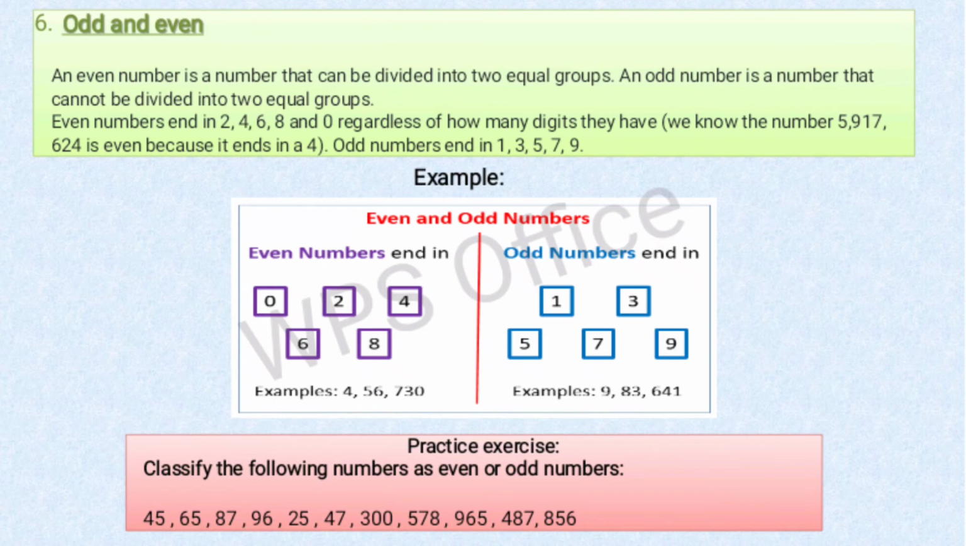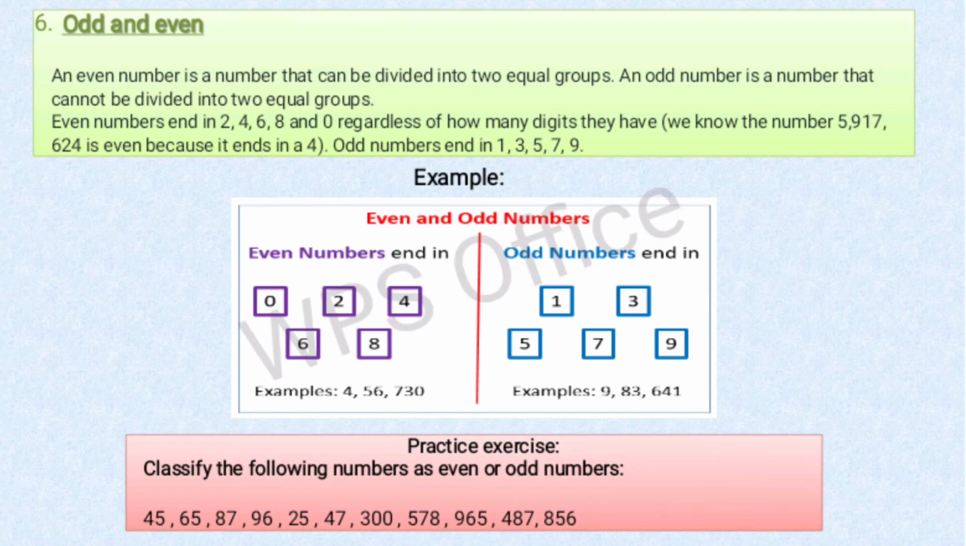Now let's have a practice exercise. Classify the following numbers as even or odd numbers. 45. Is this number even or odd? Yes, this number is odd. 65 is an odd number. 87 is an odd number. 96 is an even number because it ends with 6. 25 is an odd number. 47 is an odd number.